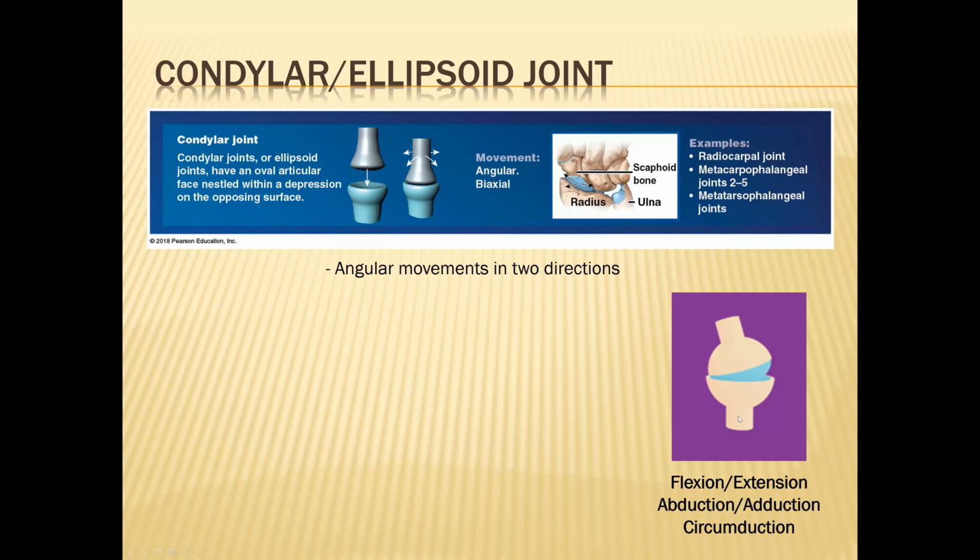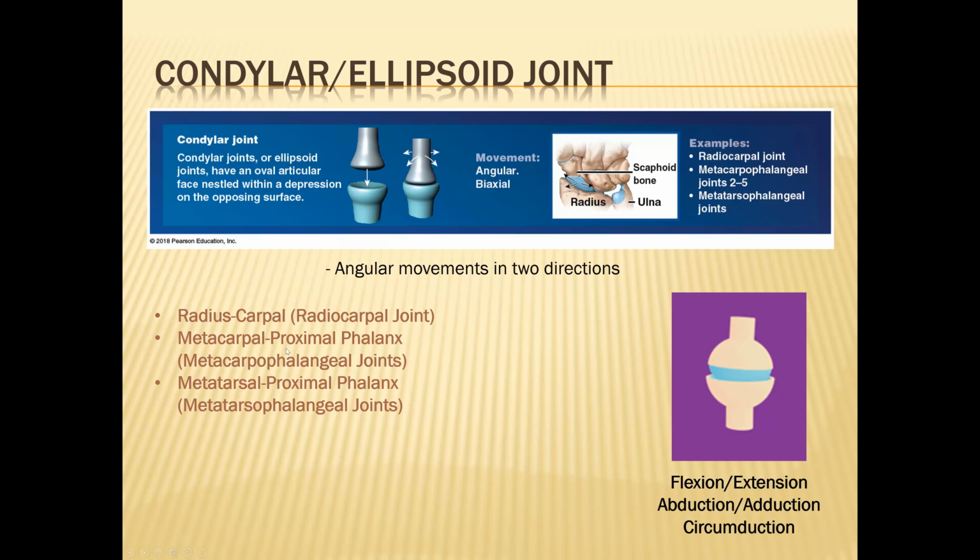The only thing you cannot do here is rotation. So you can flex, extend, abduct, adduct, and circumduct. You have condylar or ellipsoid joints between your radius and your carpal. So this is your wrist. This is the radiocarpal joint. This is why you can flex your wrist, extend your wrist, abduct and adduct your wrist, and you can move your wrist in a circle, so you can circumduct your wrist as well.